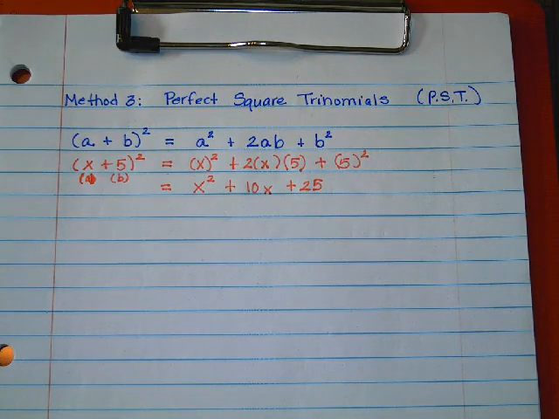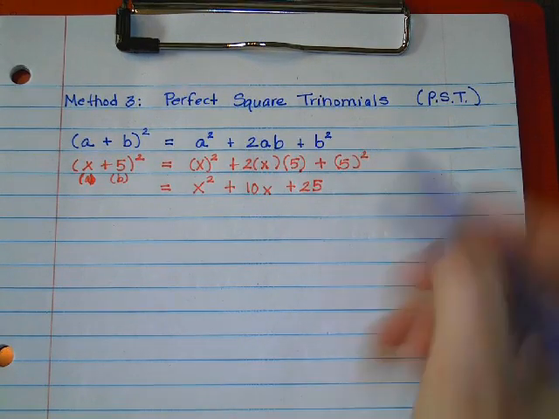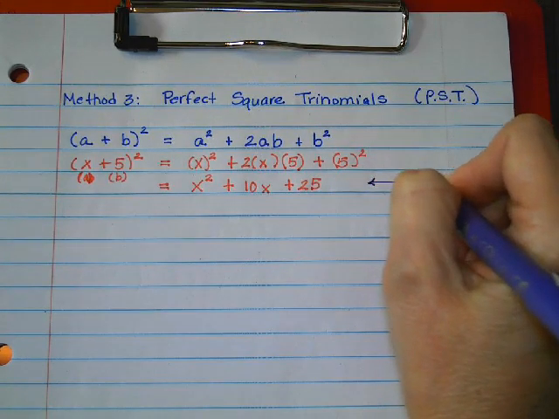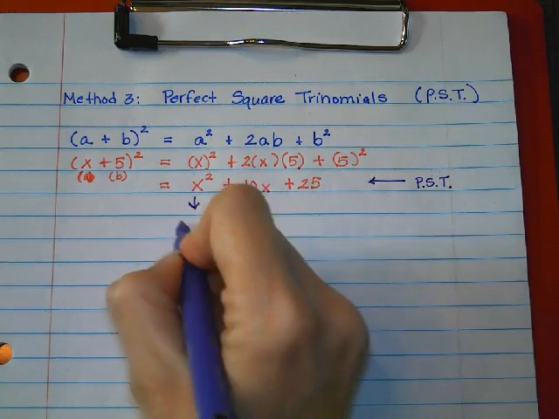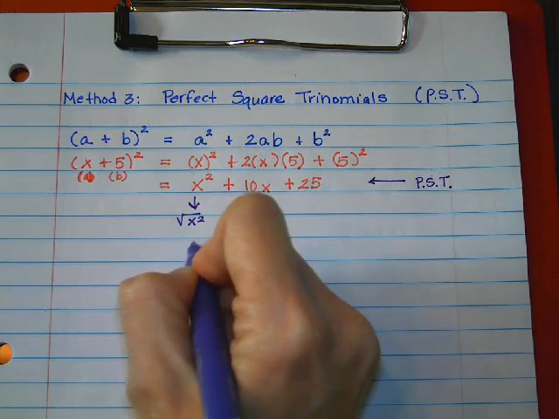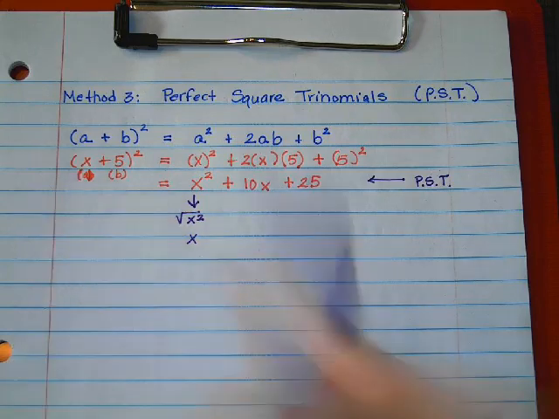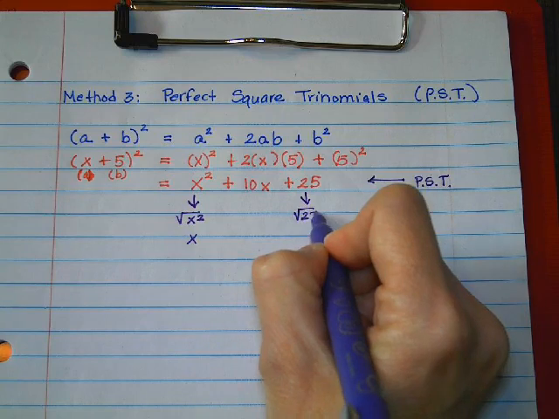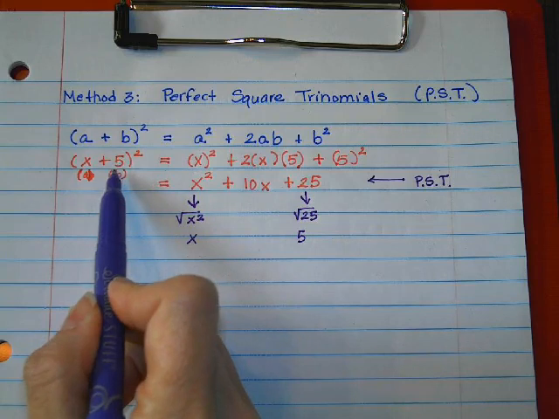All right. So now if we were to go backwards with this, how do we determine if something like this is indeed a PST? To determine that, we take the first term and find the square root of it. The square root of x squared is x. And notice that is the same as our A value, our first term, x. We take the square root of our last term, which is 25. The square root of 25 is 5. And notice that's the same as our B value, which is 5.